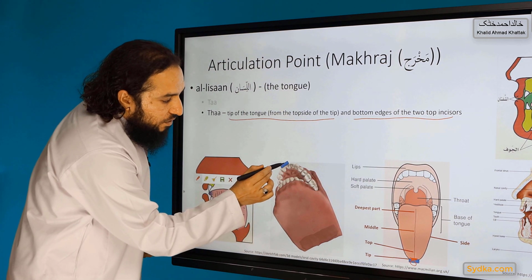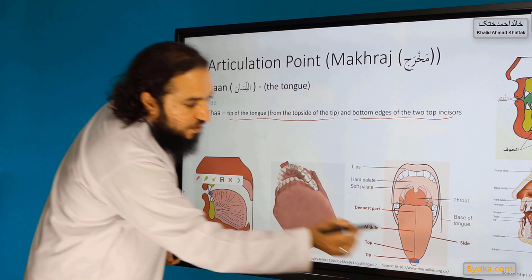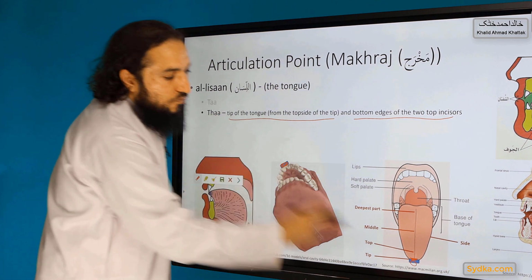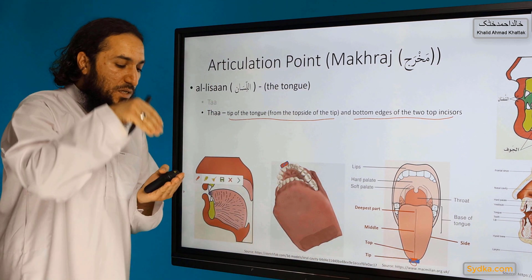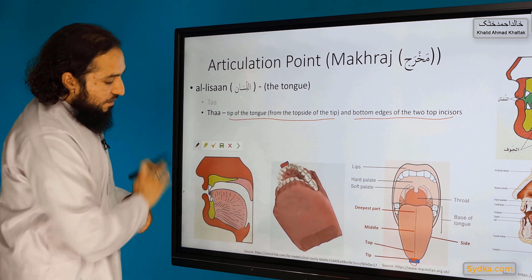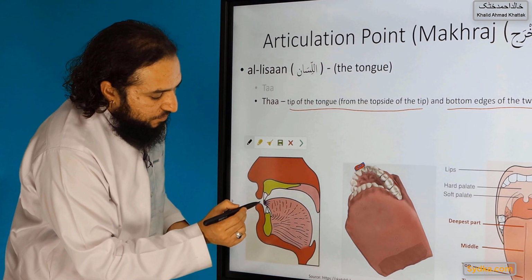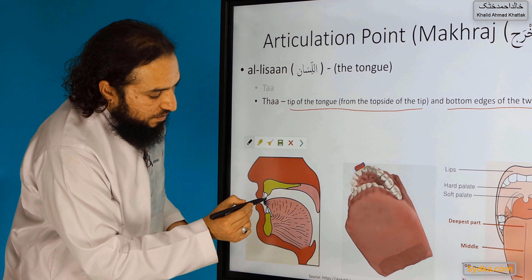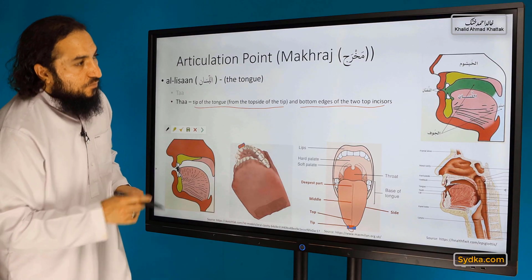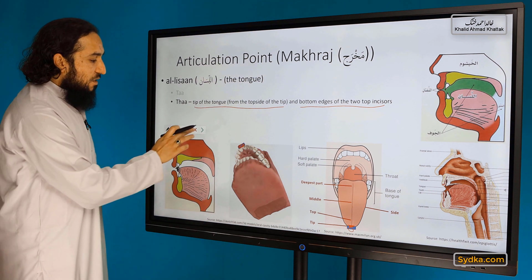So we have two incisors here, and they are going to be connected, touching the tip of the tongue from the top side. Okay, so they will be connecting like this. So you can see here, that's the tip of the tongue from the top side, and this is the connecting point of the top two incisors. I will explain that in the next slide with the 3D model, so that will make it easy for you.